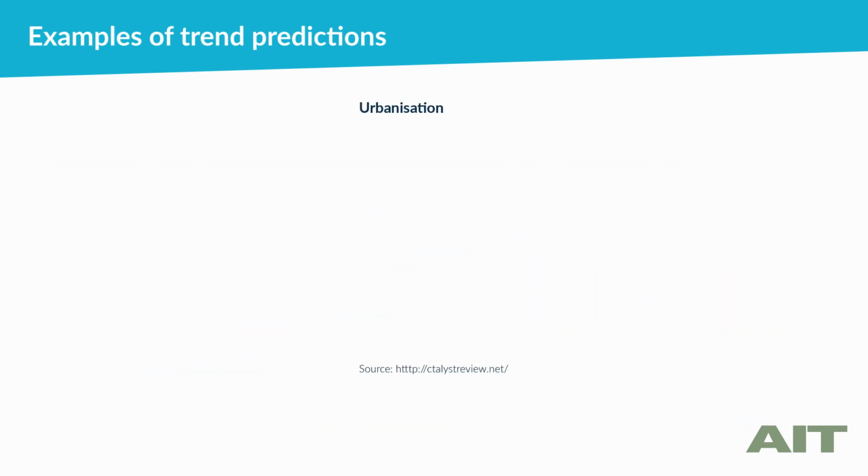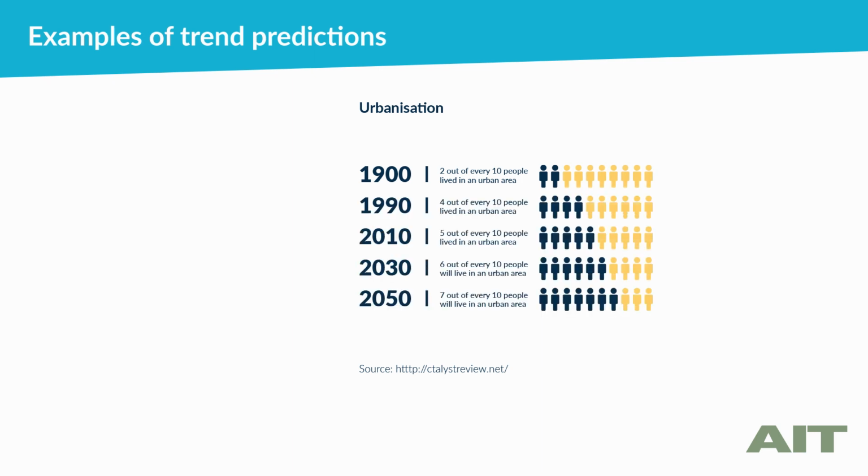Third example, urbanization, people living in cities. From 1900s, it was 2 out of every 10 people who were living in an urban area. By 2050, it's projected to be 7 out of 10. This is a very clear example of a macro trend projection.